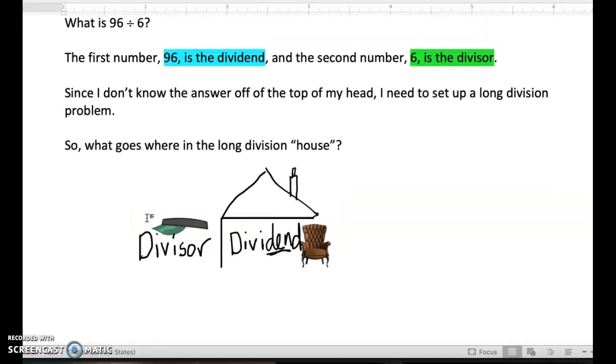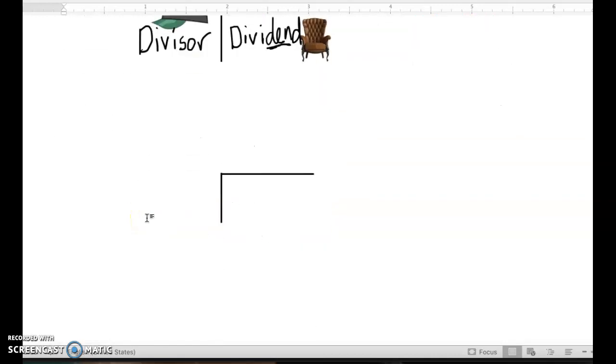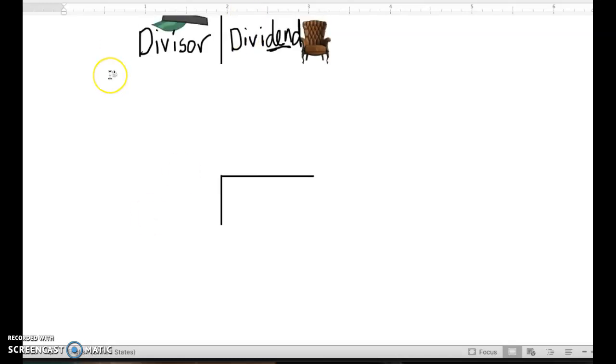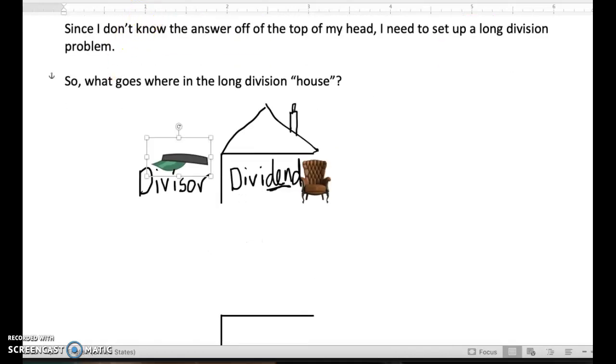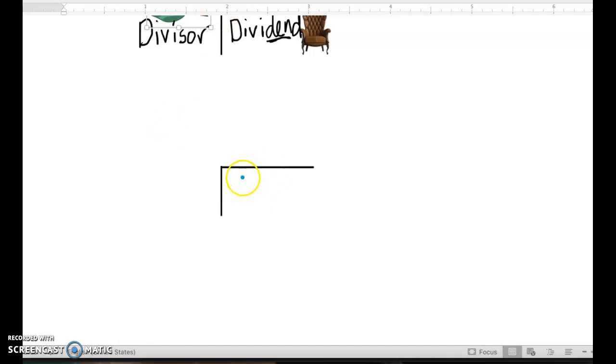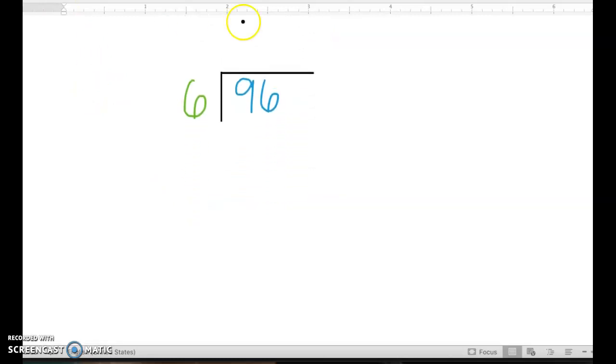So when we go back to our problem here, 96 divided by 6, we are going to put the dividend, let me just check my colors here. The dividend I'm coloring in blue. So the dividend is 96. That's the number that we're starting with. So here's 96. And then we have the divisor, which is 6, on the outside. And then let's go ahead and do a quick little problem here. So 96 divided by 6.